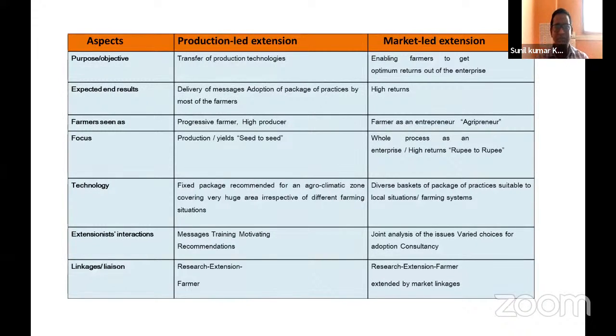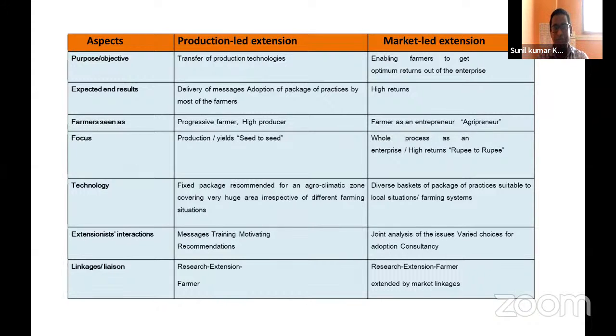There are some differences between public-led extension and market-led extension. Generally, market-led extension has the purpose of enabling farmers to get optimal returns from their enterprises. Majorly, they are focusing on high returns. Farmers are seen as entrepreneurs, and they focus on the whole process as an enterprise, with high return on every rupee spent. Whereas in public-led extension, they are focusing on seed to seed.